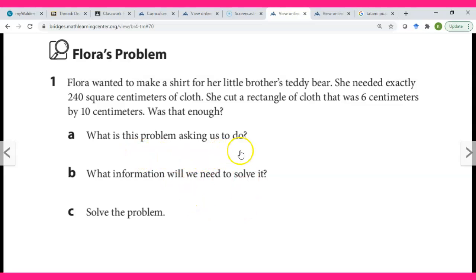What is the problem asking us to do? What information will we need to solve it? And then it asks us to solve the problem. Take some time, write down this information, and then when you come to Zoom, this is the problem we'll be focusing on.